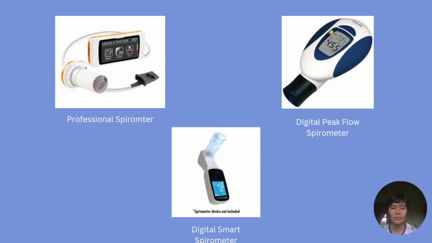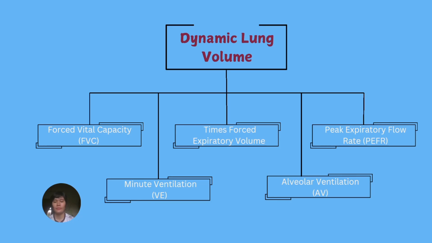The digital peak flow spirometer and also the digital smart spirometer are designed to be used at home. They are primarily used to measure the peak expiratory flow rate. Users can quickly see how their lungs are performing and follow their medical advice if necessary. The difference between the two devices is that the digital smart spirometer has Bluetooth, which can be linked to a device.